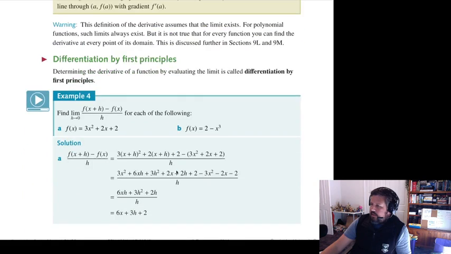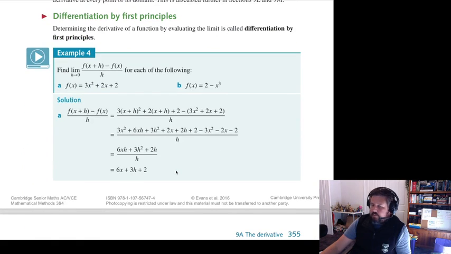Alrighty. Let's have a look at the differentiation by first principles example. It says here, determine the derivative of a function by evaluating the limit is called differentiation by first principles. Alrighty, here it says use first principles to solve each of the following. We've got f of x equals 3x squared plus 2x plus 2. Okay, what they've done, first of all, is they've written it out.